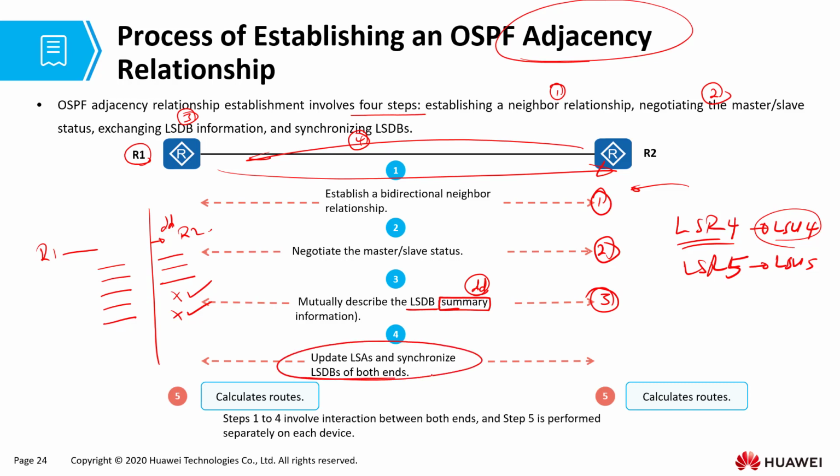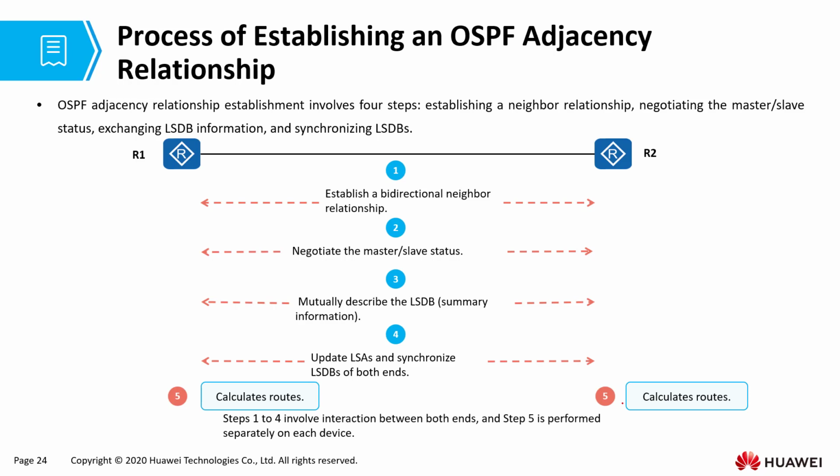After that exchange of LSAs and synchronization of link state databases is complete for both ends, each router independently goes to step number 5. Please note that steps number 1, 2, 3, and 4 are done in some kind of conversation. Router 1 sends to router 2, router 2 replies to router 1, and so on. They exchange messages for steps 1, 2, 3, and 4. Step number 5, the calculation of routes, is done by each of the routers independently, because at that point, each router knows the entire topology of OSPF and it can do its own independent calculations. So we are going to discuss these steps in a little more detail, one by one.